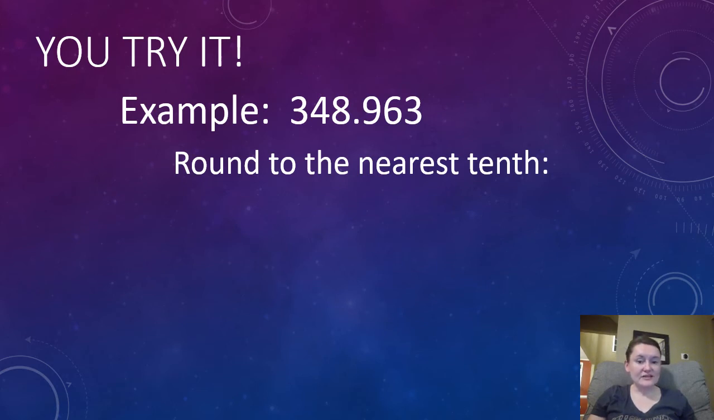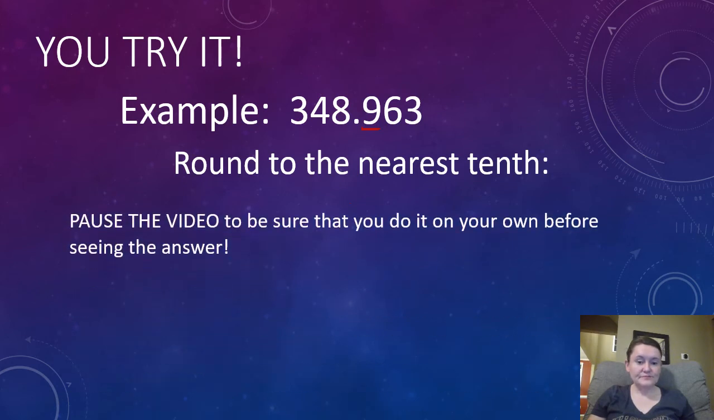$348.963 rounded to the nearest tenth. Same idea. This 9... So did you get 349.0? Hopefully you did, because this 6, because it's bigger than 5, caused this 9 to round up. Since there's nothing to round 9 up to, it forces the 8 to become a 9.